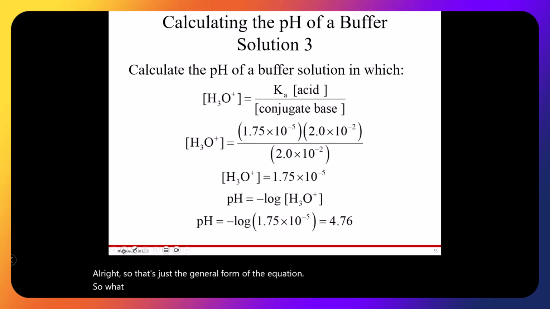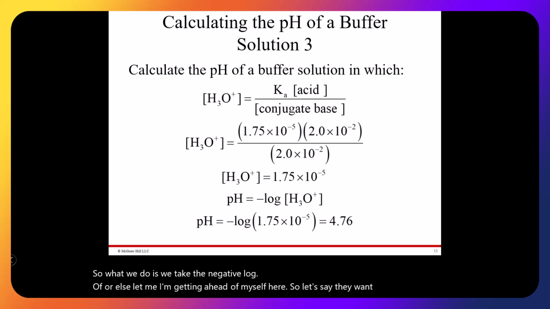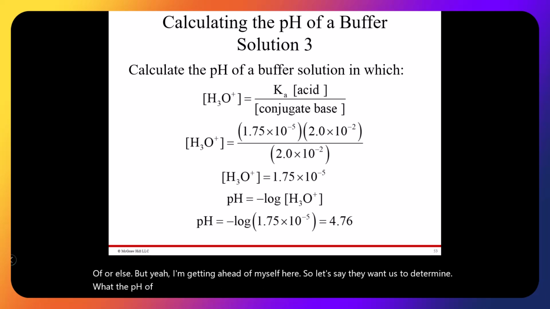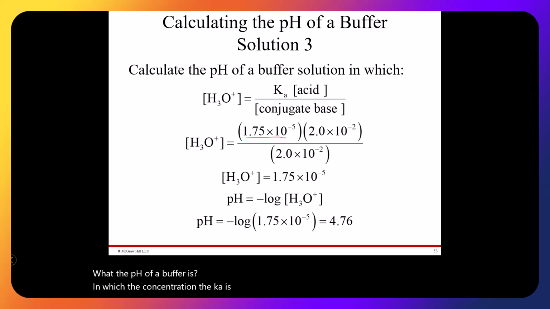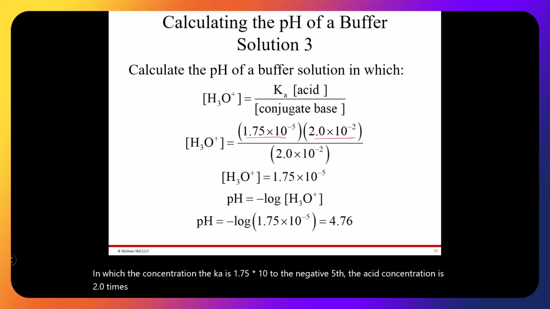So what we do is we take the negative log of, I'm getting ahead of myself here. Let's say they want us to determine what the pH of a buffer is, in which the Ka is 1.75 times 10 to the negative fifth. The acid concentration is 2.0 times 10 to the negative 2, and the conjugate base concentration is 2.0 times 10 to the negative 2. Maximum buffer capacity occurs when these two concentrations are equal.